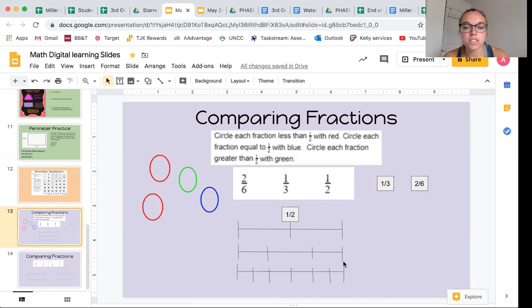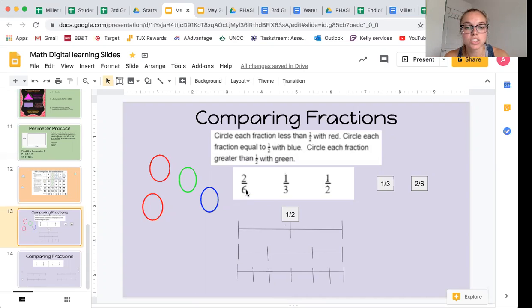So the first thing I drew was a line and I labeled it in half. That means I have two pieces, so this line in the middle is 1/2. That's what we're comparing everything to, so I need to have that so I can look at them. So let's look at the first one.